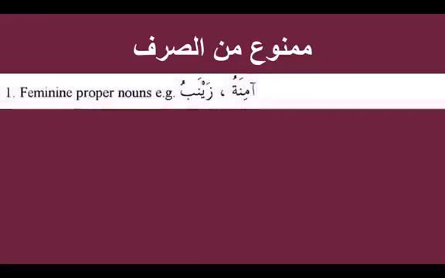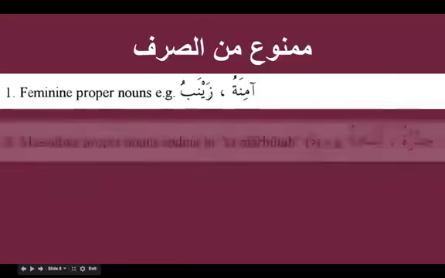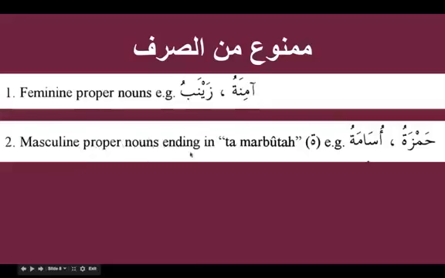So what are these mamnu' min as-sarf? In this book we have learnt about 8 patterns of mamnu' min as-sarf. So we're just going to summarize everything so we get a good practice of this. First, what we learned was that the feminine proper nouns end with a single dhamma, whether with ta marbuta or without ta marbuta. If it is a feminine name, it will have a single dhamma, like Aminatu or Zainabu. Then we know that certain masculine nouns have ta marbuta and will have a single dhamma, like Hamzatu, Talhatu, Usamatu. So these are masculine nouns with ta marbuta. We know that ta marbuta is a sign of femininity, but these are the exceptions.